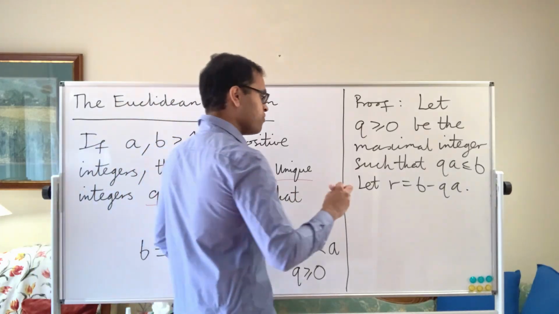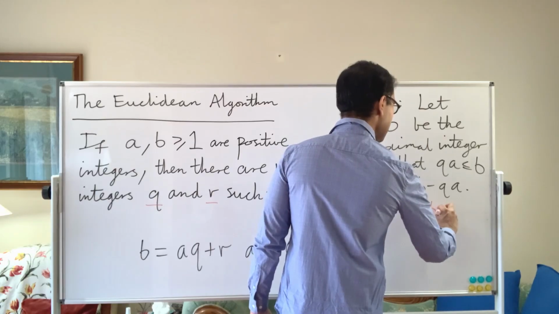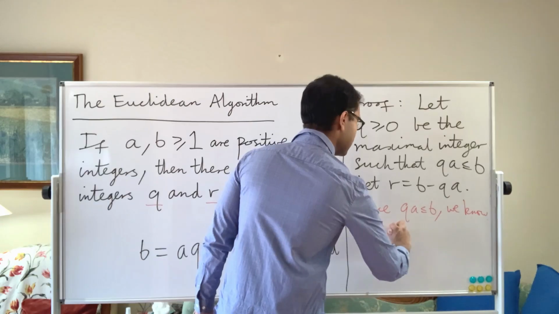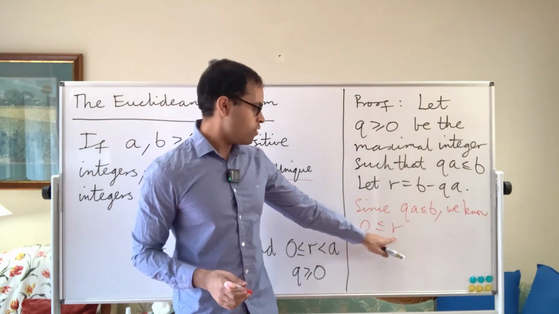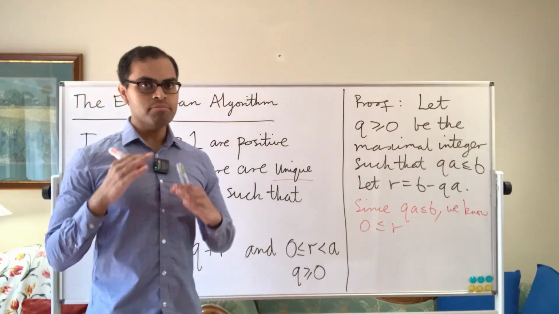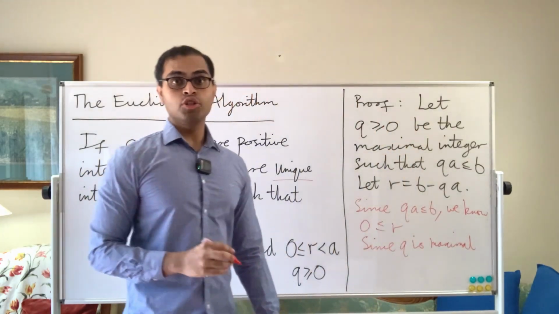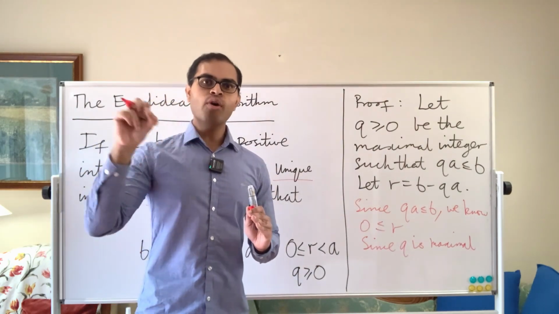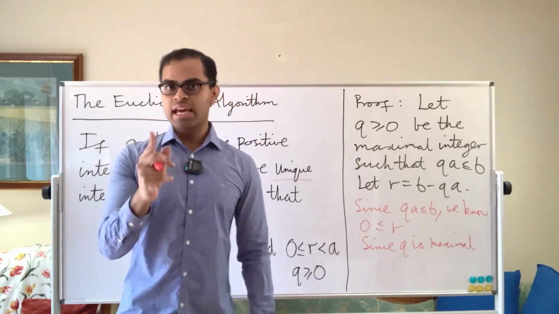First off, since qa is less than or equal to b, we know that r is at least 0. We know 0 is less than or equal to r, because r is b minus qa. You have the inequality qa less than or equal to b, so therefore b minus qa is at least 0. The second thing is, since q is maximal, and I'm justifying every step, what do we know about q plus 1 times a? If we think about that number line example at the beginning, the 4a and the 5a exceeded b, so that's how we know that the remainder is going to be less than a.